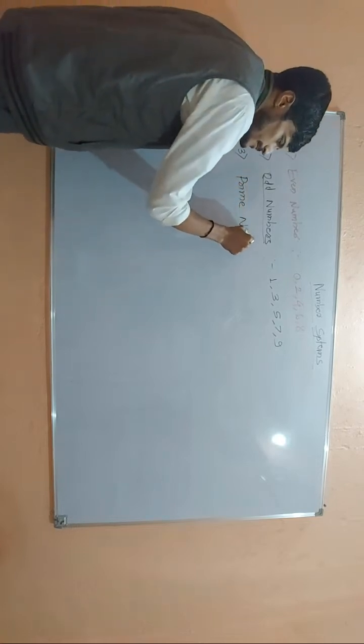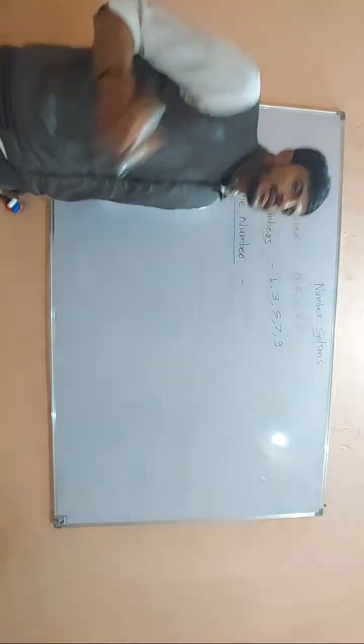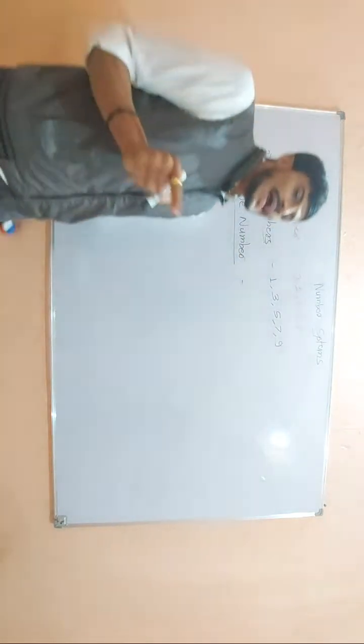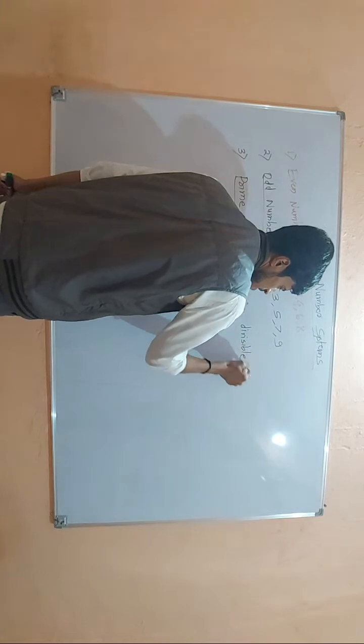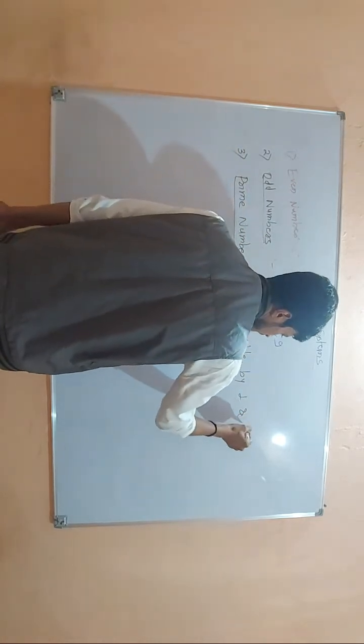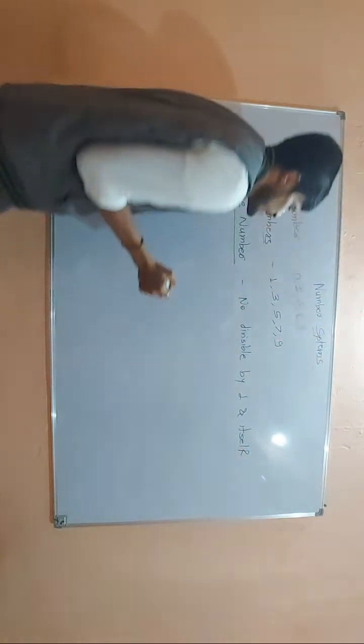Then next one, prime number. So what is a prime number, guys? The number which is divisible by 1 and itself. A number divisible by 1 and itself is called a prime number.